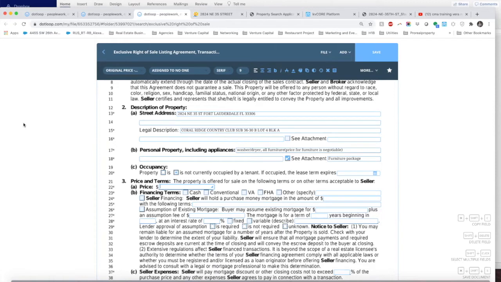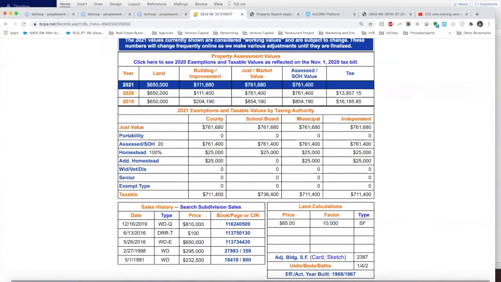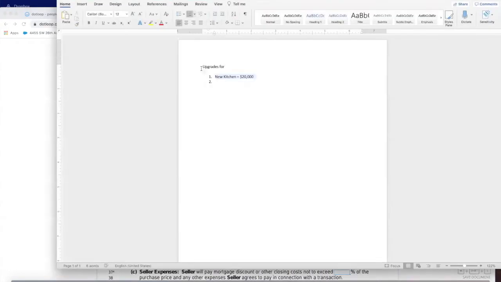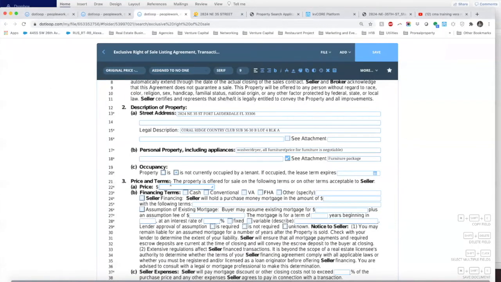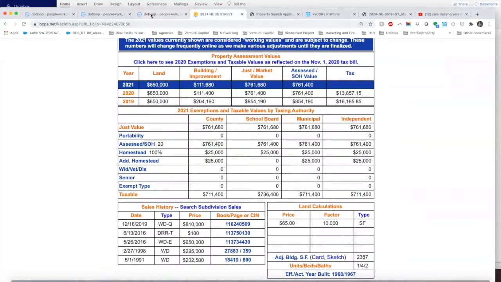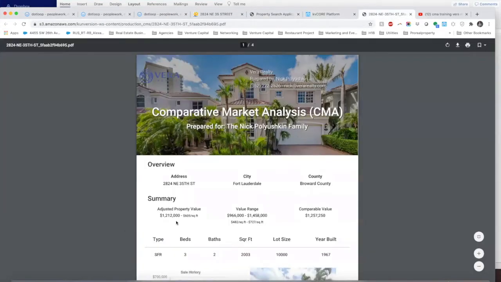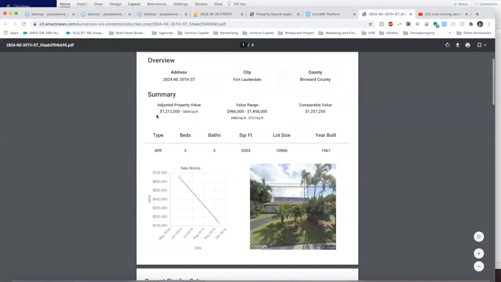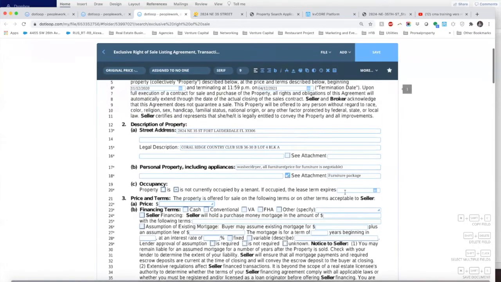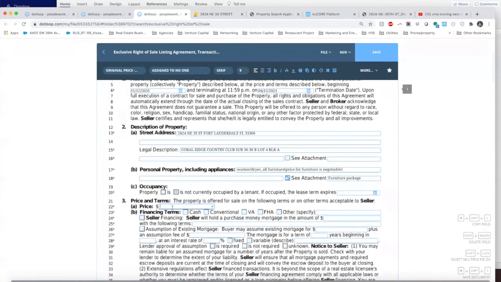If they didn't do any upgrades, that's fine too. Maybe just the market went up. So it all depends, but it's very good to be prepared for the appraisal as well. So this is a very important part. Then price. So let's say the owner didn't do any upgrades, but the market went up, but he wants to sell. So we will list a little bit below the adjusted property value, and we will put the price of 1.119 to sell it quick.